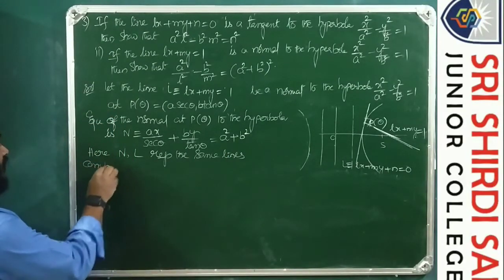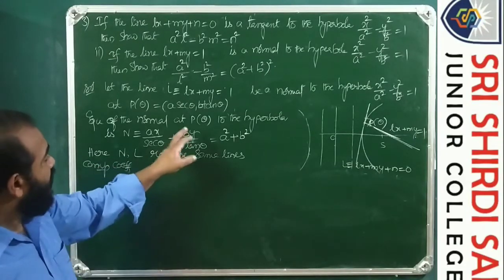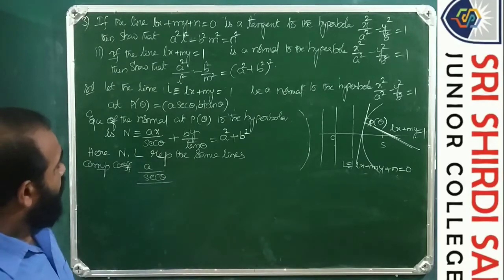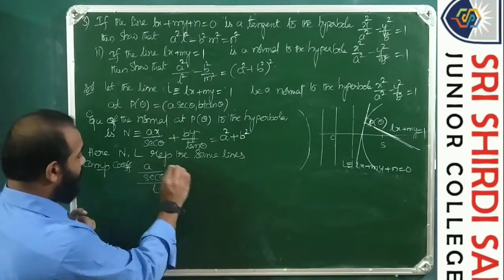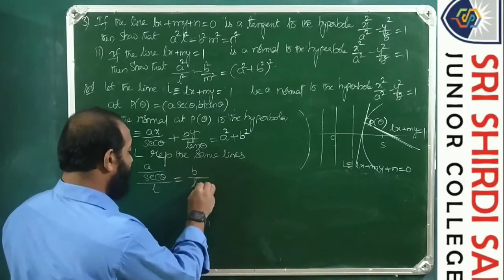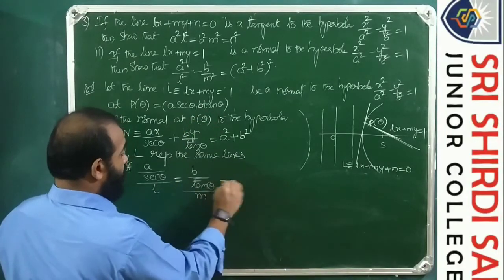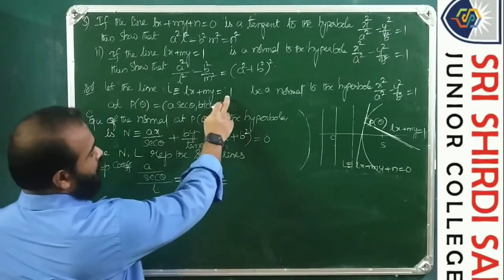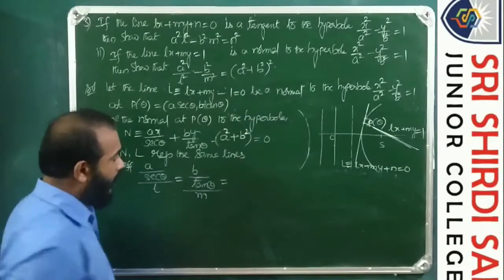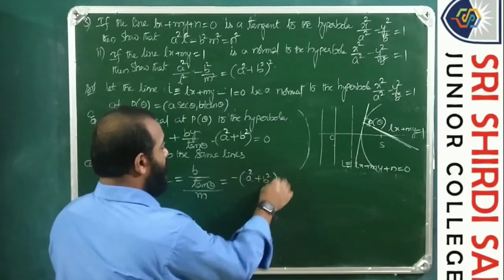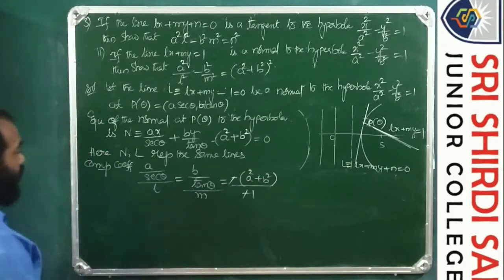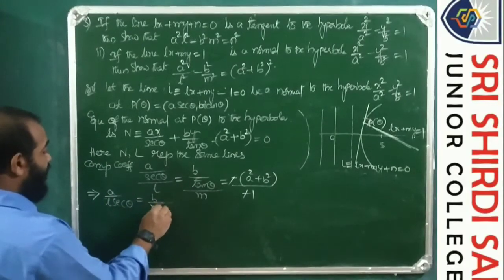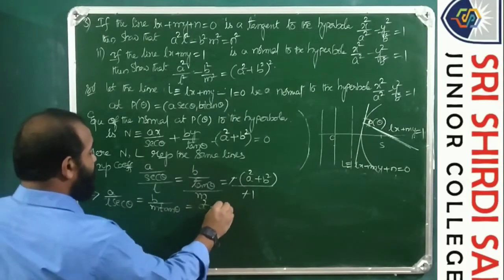So let us compare the coefficients. Here the coefficient of x is a by secant theta by L, and the coefficient of y is b by m tan theta. This equals a square plus b square. On transposing, minus of a square plus b square equals 0. This equals 1, on transposing, minus 1 equals 0. Now this is minus of a square plus b square by minus 1. So this is a by L secant theta plus b by m tan theta equals a square plus b square.